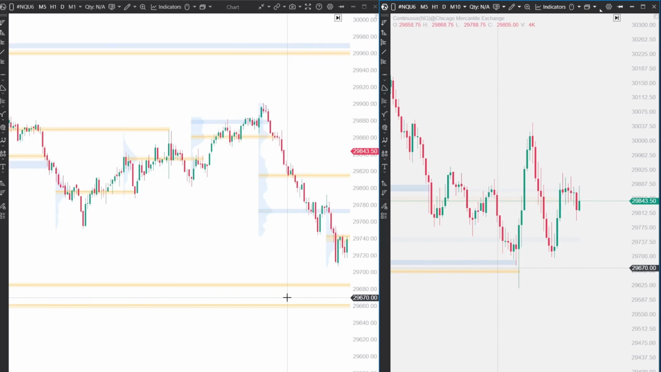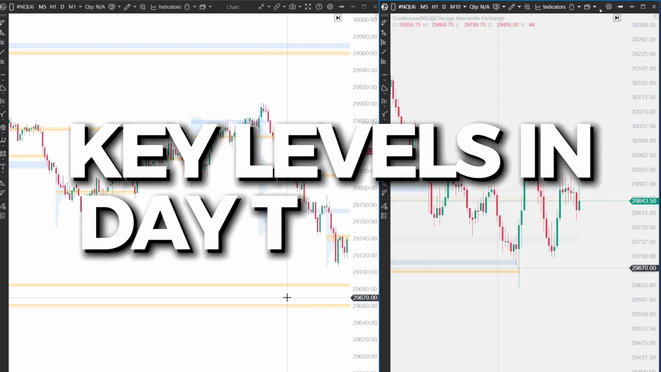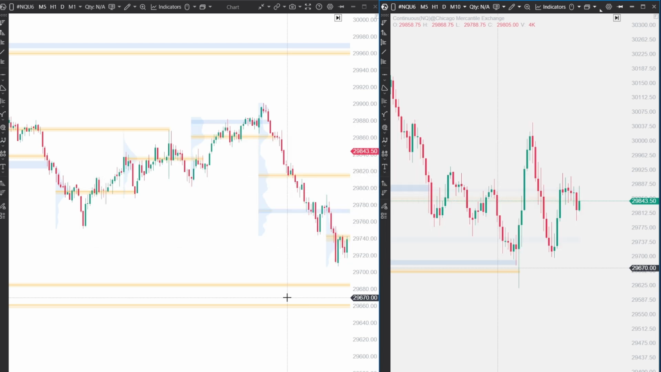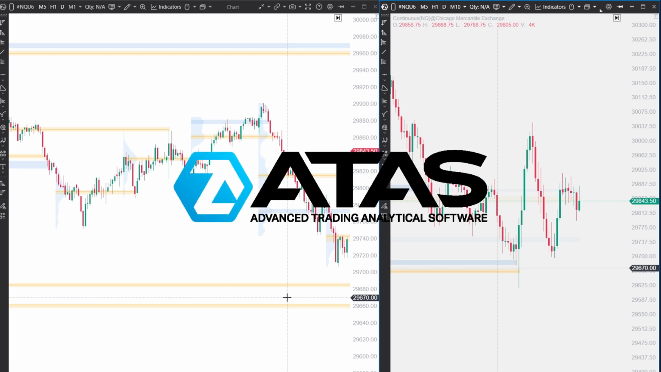Hello guys, welcome to another video, and in this one I want to go through some of the best ways to find levels in the market, key levels in the market using order flow. So this is using real order flow, guys. We are on ATAS. This is an order flow platform, so it's not like TradingView.